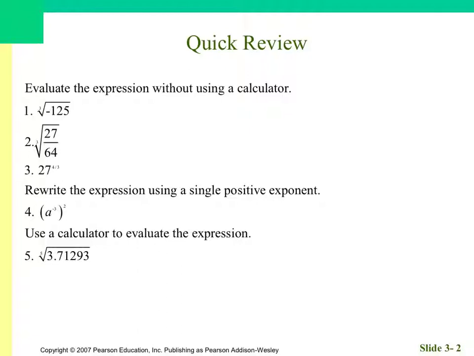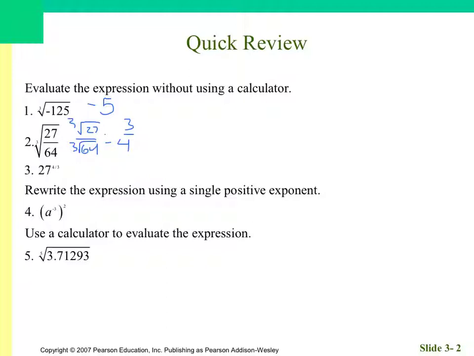So some review. Evaluate the expression without using a calculator. Cube root of negative 125. Well, negative 5. I just think what number. I know 5 times 5 is 25, times 5 is 125, and it would be negative. So this one you can say cube root of 27 over cube root of 64, which is 3 over 4.